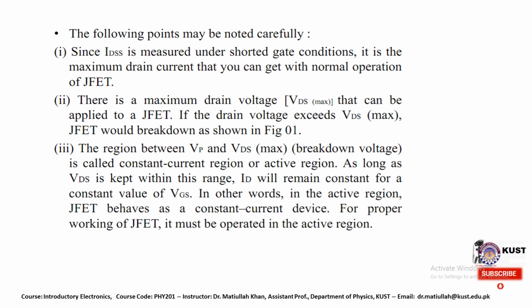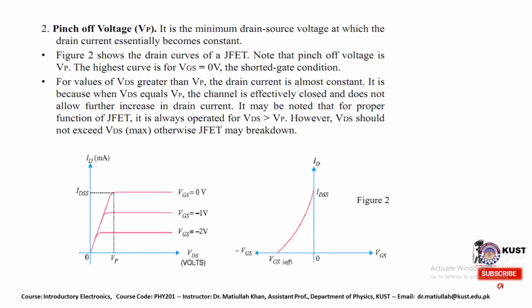So here we need to know the pinch off voltage. The pinch off voltage is the minimum drain source voltage at which the drain current essentially becomes constant. Here in this figure the pinch off voltage is represented. This is the drain current, this is the VGS, and this is the pinch off voltage, over here. So for values of VDS greater than VP, the drain current is almost constant.